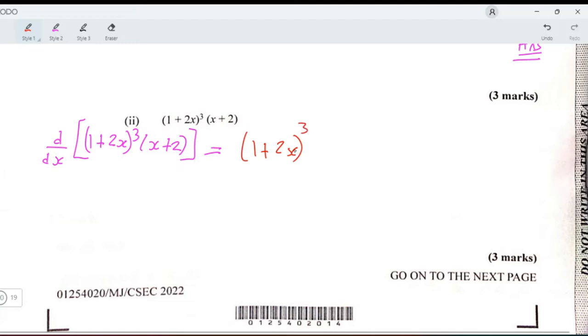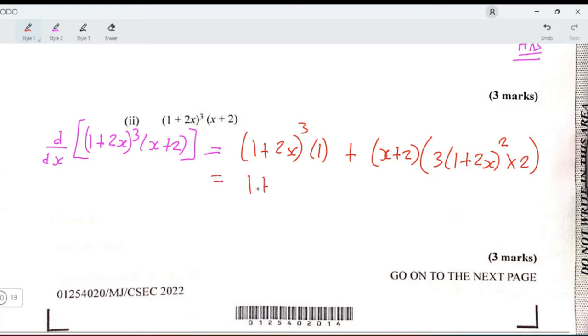When you differentiate x plus 2, you get 1, plus keep the second, x plus 2. Then you multiply it by the derivative of the first. When you differentiate the first, you have to use chain rule. Carry down the power. Then you subtract 1 from the power. Then you multiply by the derivative inside the bracket, and the derivative of 2x is 2.